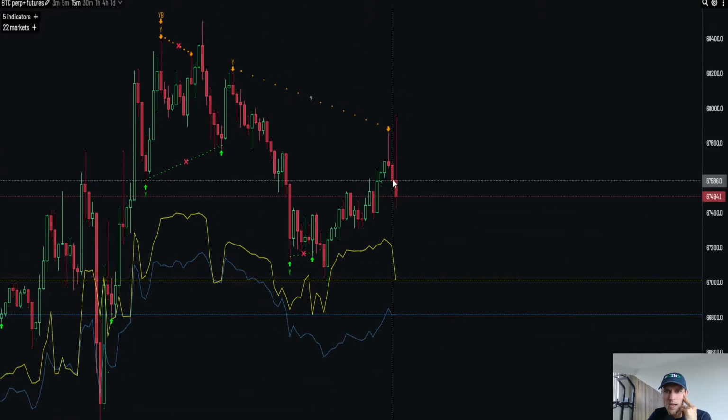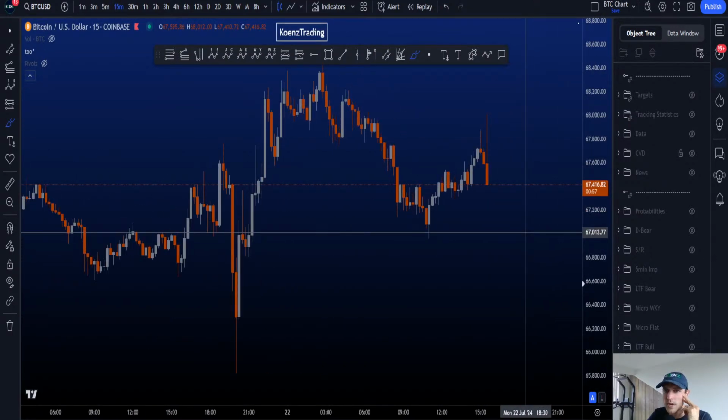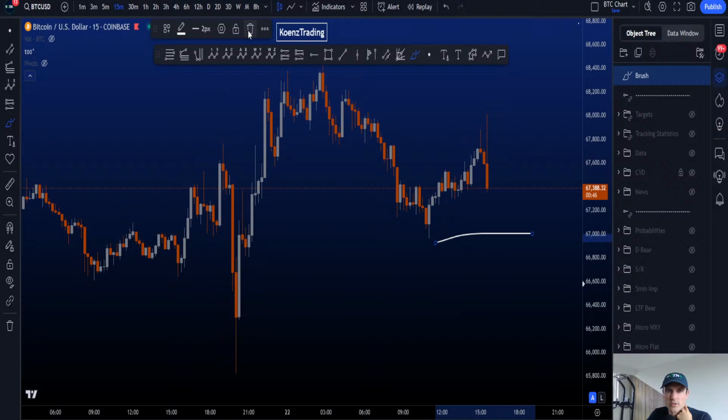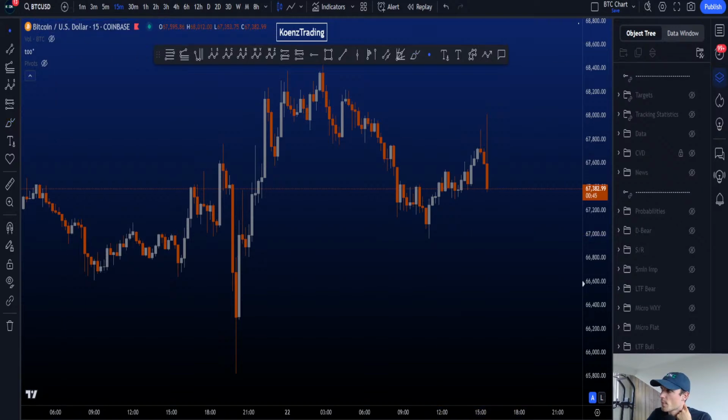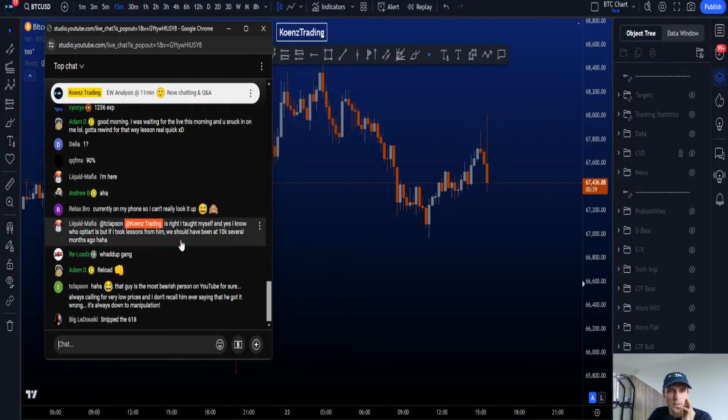Okay, what's happening on the 15? What's happening with that candle there? Wow. Now that's a nice bit of price action. Where's my chat? Chat. There we go. So yeah. This is a little bit of an explanation on the WXY you had in mind.